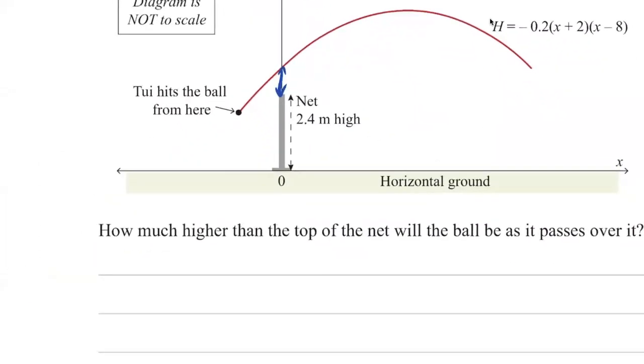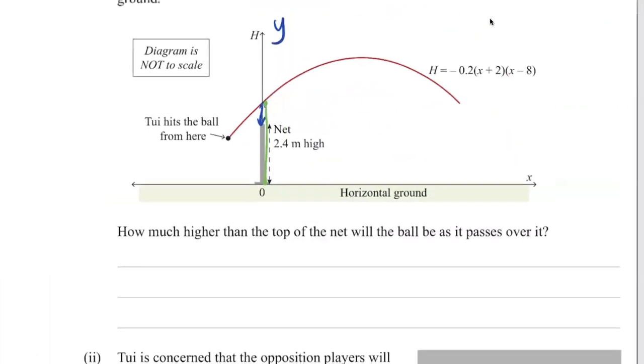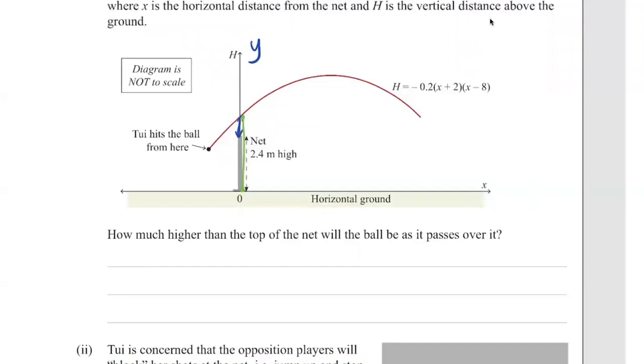Well, to work that out, I know this is 2.4, so what I really want is this height. In other words, what's that height there? What's the length of that green line? What's the height at that point? And then I can subtract 2.4 from it. Well, the net is at x is equal to 0. There you are, x is equal to 0.